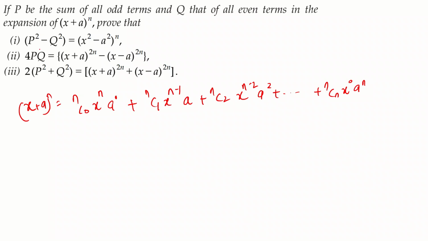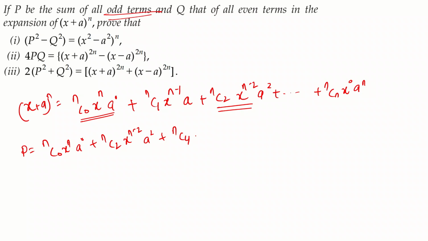Now the question says that p is the sum of all the odd terms. That means p is equal to the first term plus the third term and so on. So p is equal to nc0 x to the power of n into a to the power of 0 plus nc2 x to the power of n minus 2 a square plus nc4 x to the power of n minus 4 a to the power of 4, all the way up to the last odd term, whatever it is.